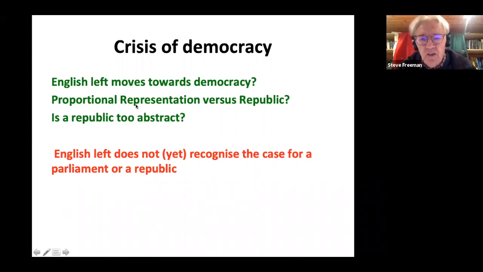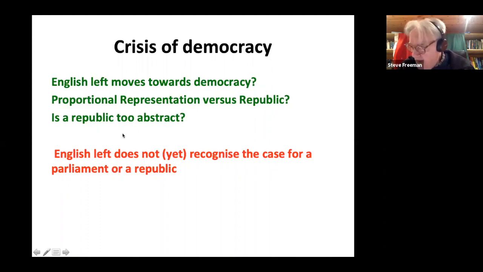Because some people argue for proportional representation and we're arguing for a republic, well, that's true. But proportional representation seems concrete, something practical you could do, whereas a republic seems a bit abstract, a bit too far in the future. So we're going to still argue for a republic, but we've got to deal with proportional representation.